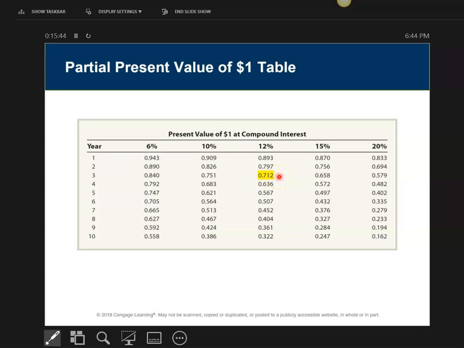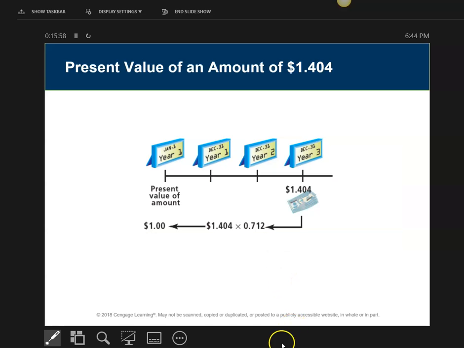Okay, so I'm basically going to time, this is called the multiplier right here. In case you didn't take my Accounting 1A classes, I taught you how to use these charts. I'm going to look up 12%, I'm going to look up 3 years, and I'm going to take this multiplier, and I'm going to multiply it times the 1.404 that I will have in 3 years. So basically, this is called the present value of an amount. Whatever amount I'll have in the future, today's value, it's only worth $1. Okay? So that's the present value of an amount.